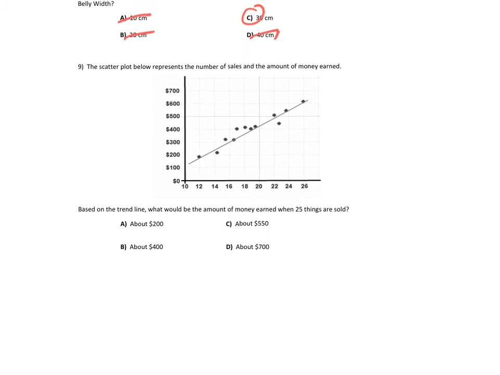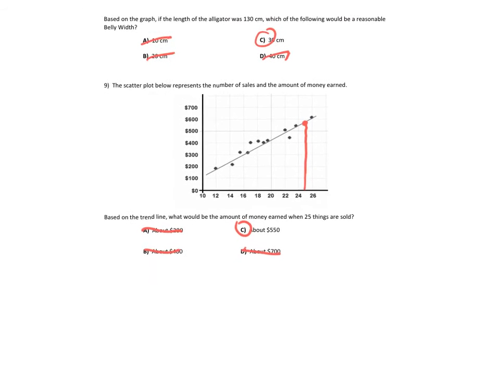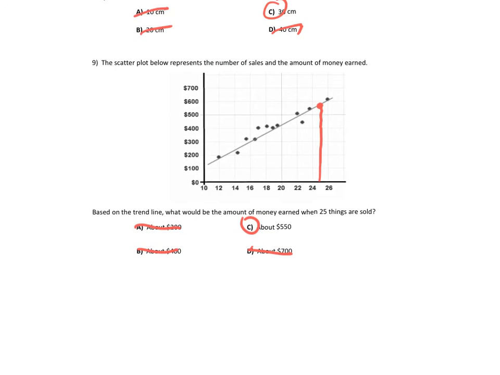The scatter plot below represents the number of sales and the amount of money earned. Based on the trend line, what would be the amount of money earned when 25 things are sold? Okay, so 25 things is going to be right in here. So I'm going to go up to there and I'm going to say right in there. So I'm going to say between 500 and 600. So out, out, out. And there we go, guys. This one is pretty straightforward.